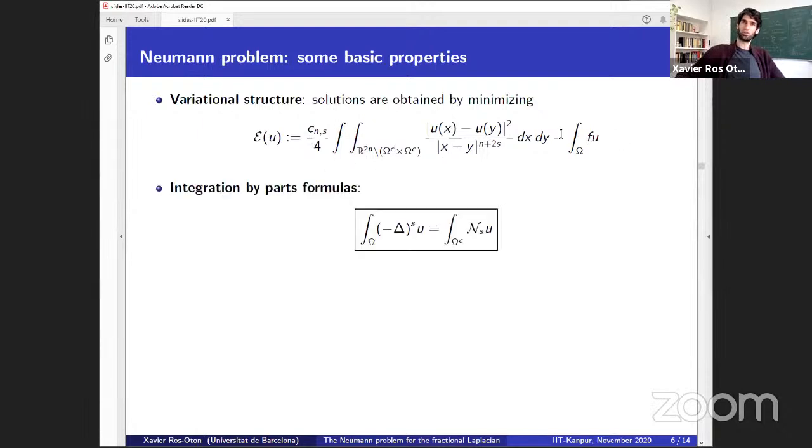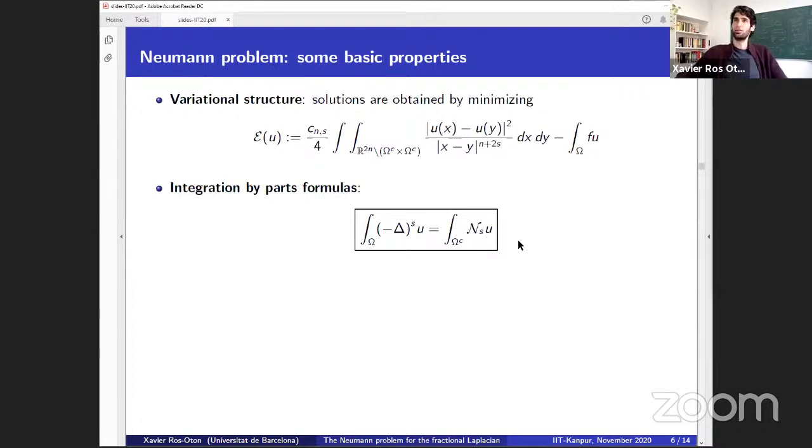Another interesting property, which is very related to this, is that we have an integration by parts formula. This is saying that if you integrate in omega the fractional Laplacian of U, then in the classical case, by the divergence theorem, you get the integral on the boundary of the flux, of the normal derivative. The normal derivative is a kind of flux, telling you how much mass is entering the domain, if you think of a parabolic problem. Here it's the same: if you integrate in omega the fractional Laplacian, you get an integral outside omega of this non-local normal derivative. So this Neumann condition appears in this kind of divergence type theorem.